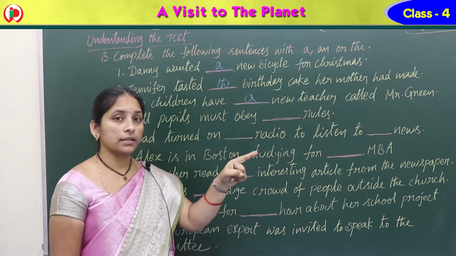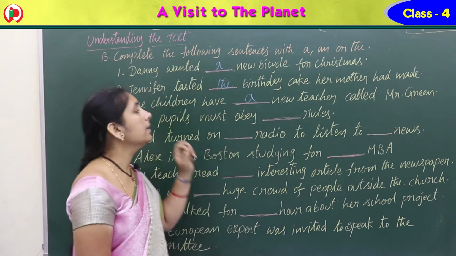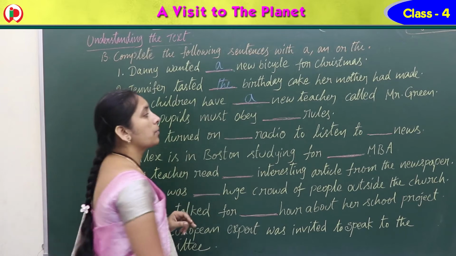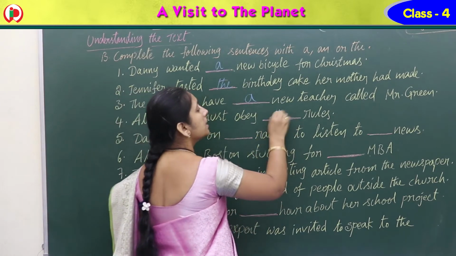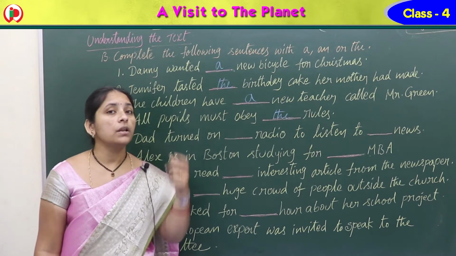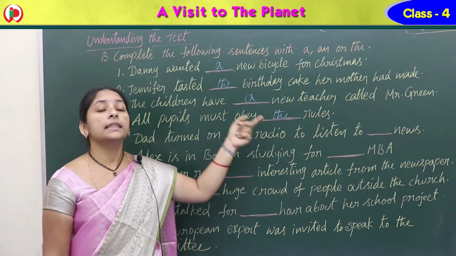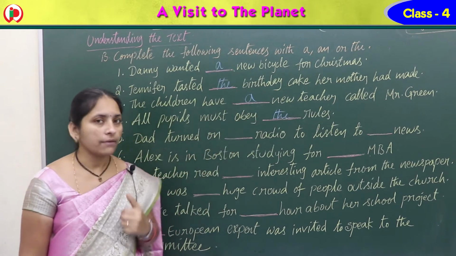So some rules are there. You must follow them. That's why "the" rules, particular rules. All pupils must obey the rules of the school. Whatever rules and regulations we have in our school, you must follow, you must obey. So all pupils must obey the rules. That means what we have kept.